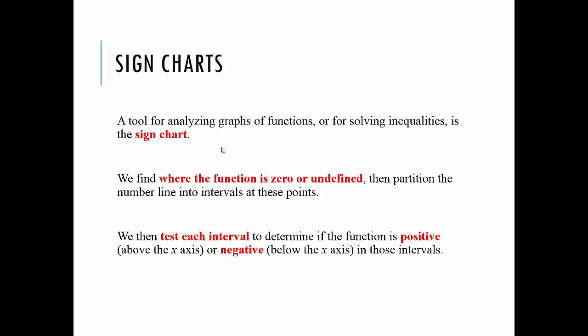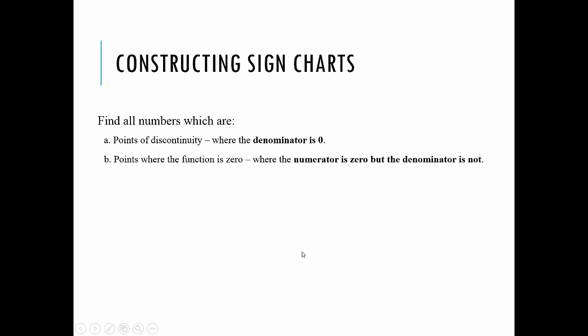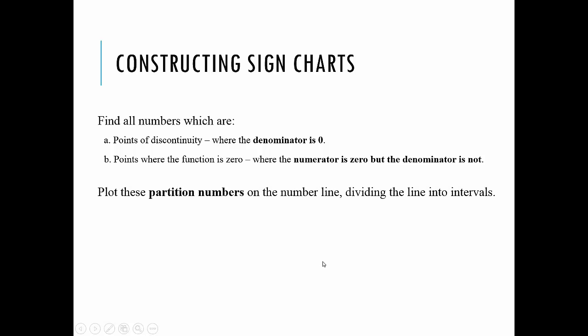We use them for solving inequalities. We use them to find the 0 of the function, and we partition it. And then we get test values to see if we're above or below the x-axis. So how we construct one of these is we find all the numbers which are points of discontinuity, like where the denominator is 0. Points where the function is 0, where the numerator is 0, but the denominator is not.